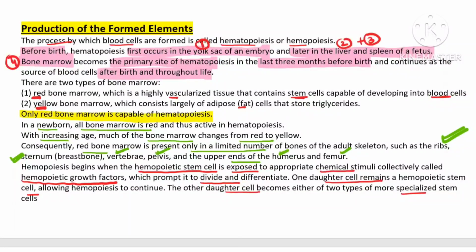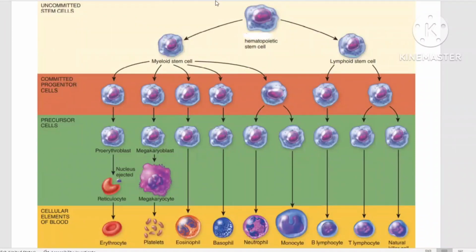So you can see in the diagram. Now let me show you. Now see beta, this is your multipotent stem cell. It gives rise to two more types of stem cells: myeloid stem cells and lymphoid stem cells. Myeloid stem cells will make these progenitor cells. These are the progenitor cells and these are the precursor cells. And finally, these are the formed elements which are made.